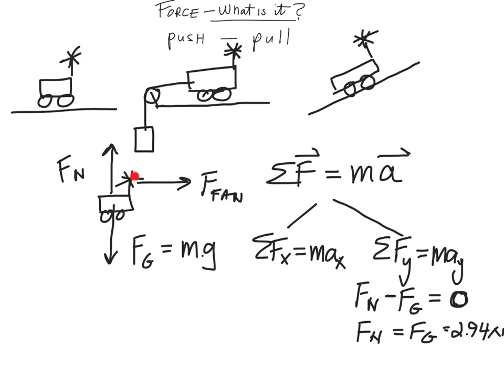Since we're ignoring friction and, at low velocities, any air resistance, that's the only unbalanced force. So when we write that equation, we just have the fan force, nothing else, and it is accelerating, and so that's equal to the mass times the acceleration.